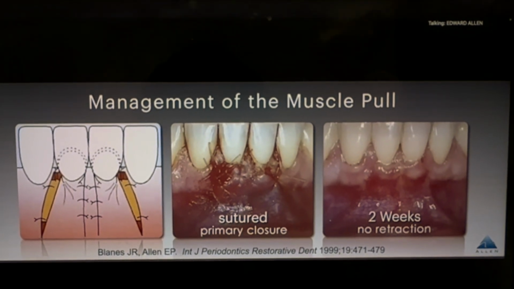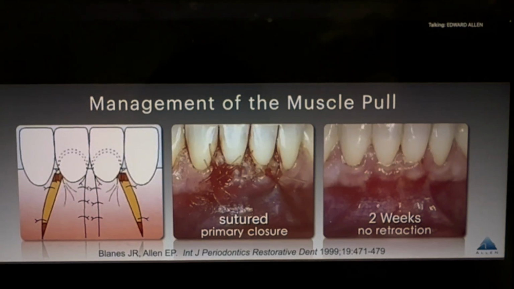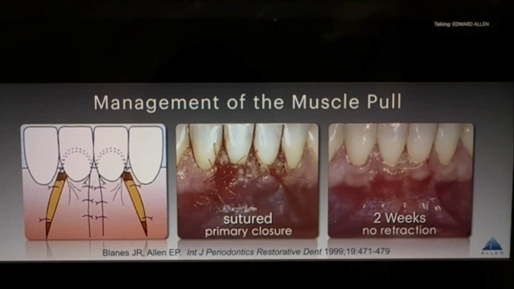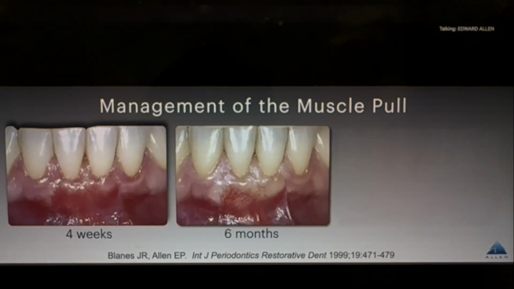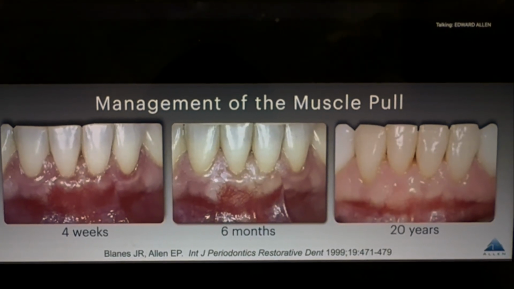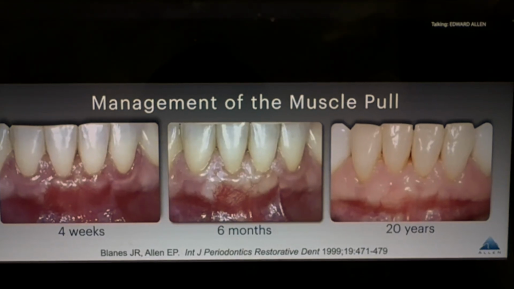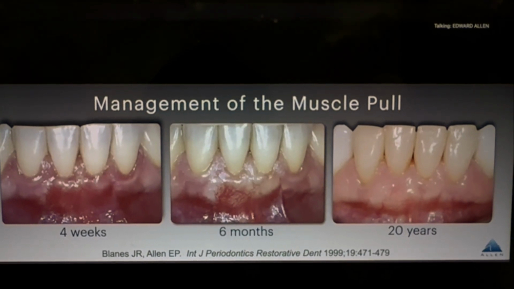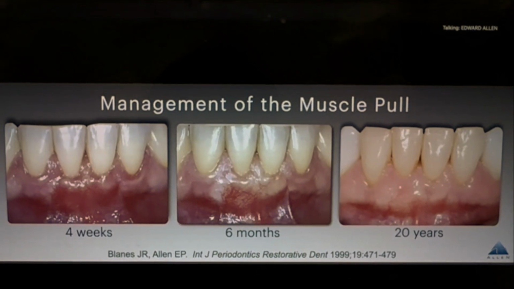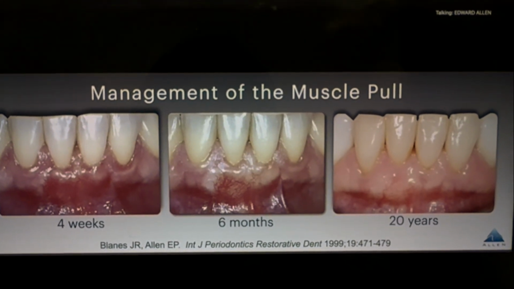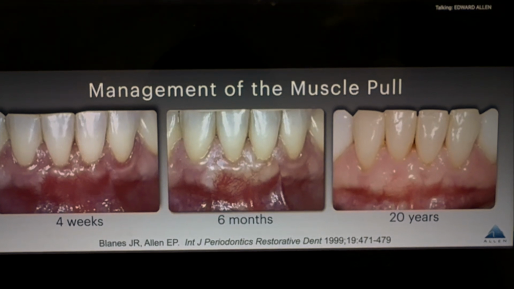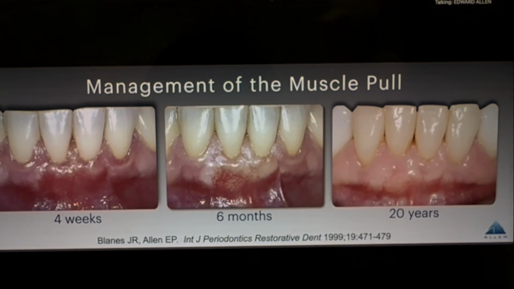So wound stability leads to pretty normal healing, uneventful healing. 4 weeks looks good, 6 months, and 20 years. So it's an effective method. Where there is a mucosal flap over the palatal connective tissue graft, there is no change in that mucosa to keratinize. So that's a false, I think, interpretation.